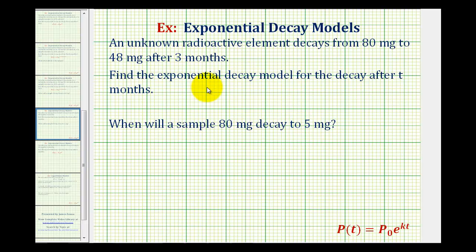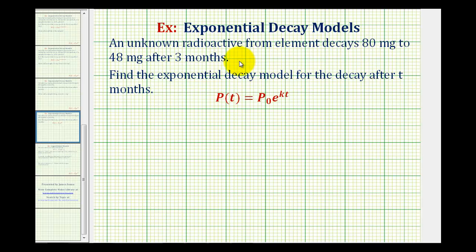So to model this situation, we'll be using the exponential growth and decay function P of t equals P sub 0 times e raised to the power of kt, where P sub 0 is the initial amount or starting amount, k is the exponential decay rate, and since we have decay, k should be negative, t will be the time in months, and P of t will be the amount of radioactive element after t months. So let's find the exponential decay model on the next slide.